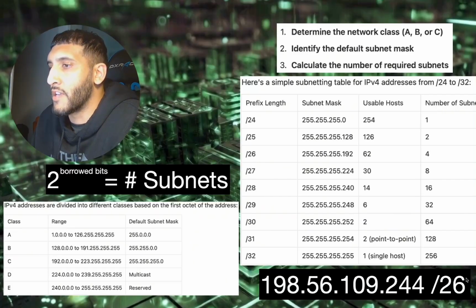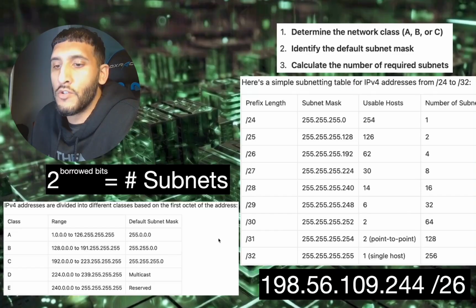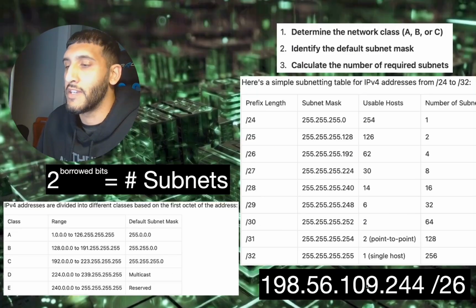So going back to this example, we have this IP address and we need to figure out what network class it's in. So we go to the IP addressing table and we just look at the first number. The first number is all you need to look at. We see we have 198. 198 is in this class. It's between 192 and 223. So this is a class C IP address.